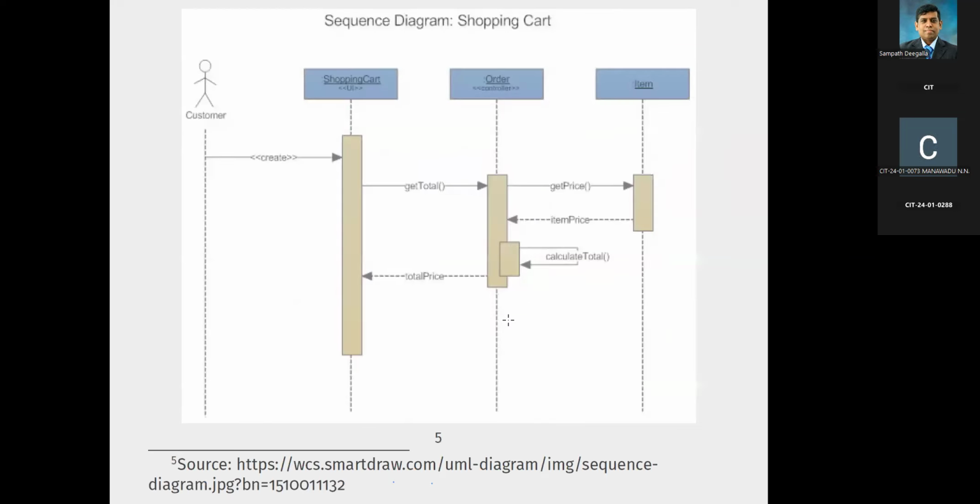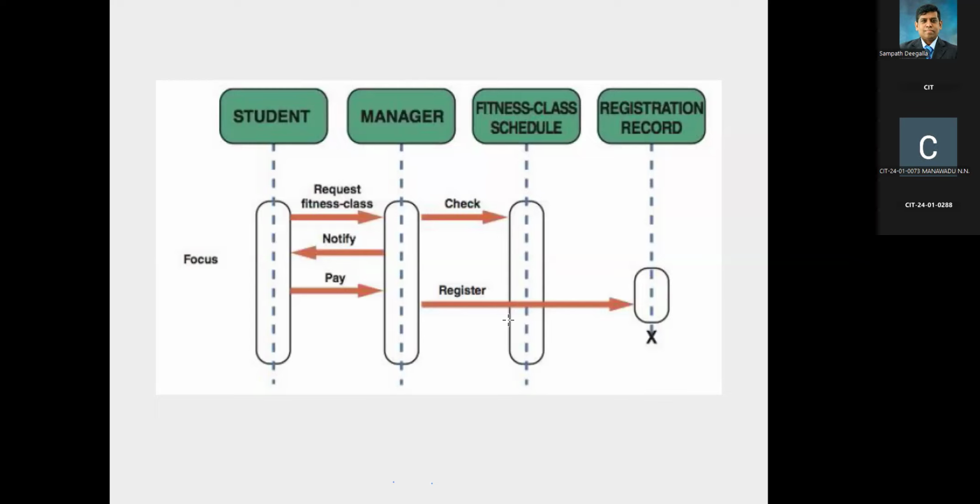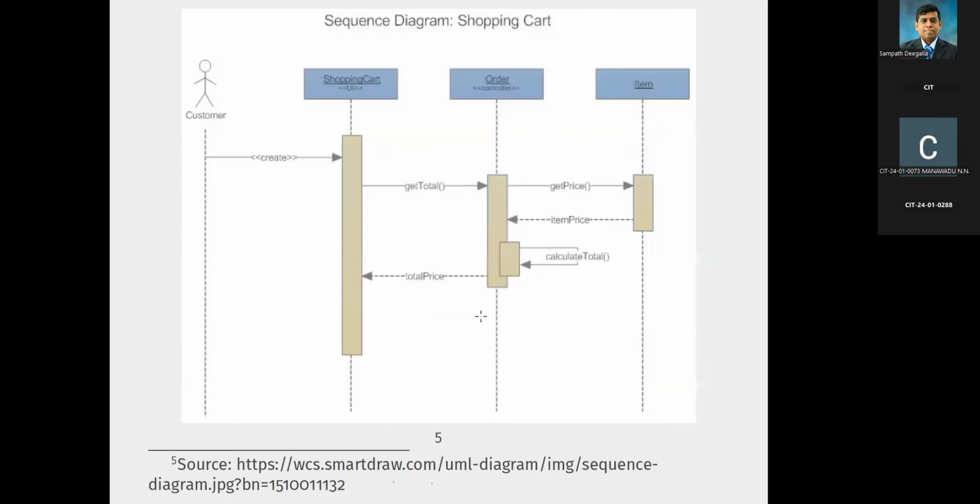Right. Okay, some more examples. So this is the basic understanding of this. We can exactly see how classes interact with each other in a sequence diagram. More examples. In a shopping cart, you can notice that 4 classes are here.